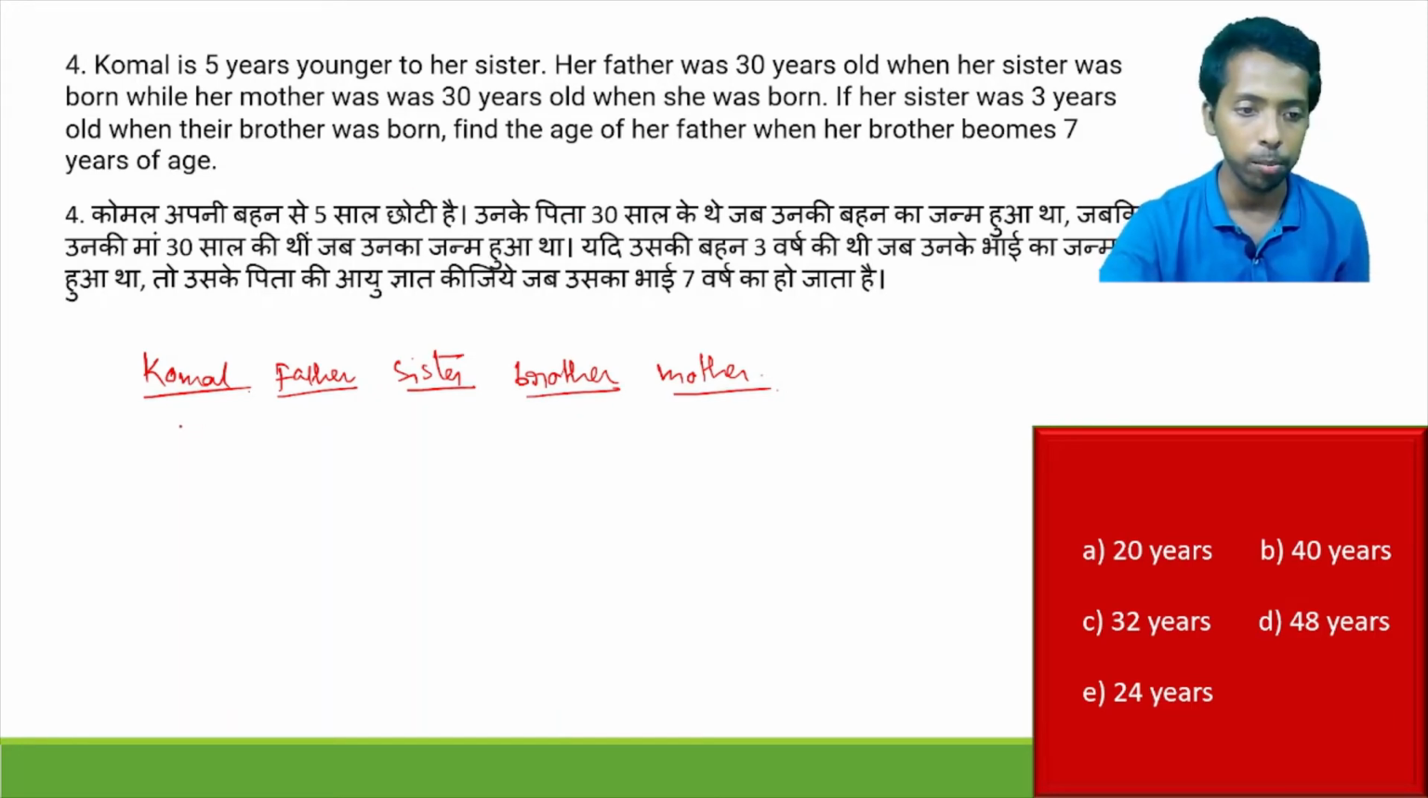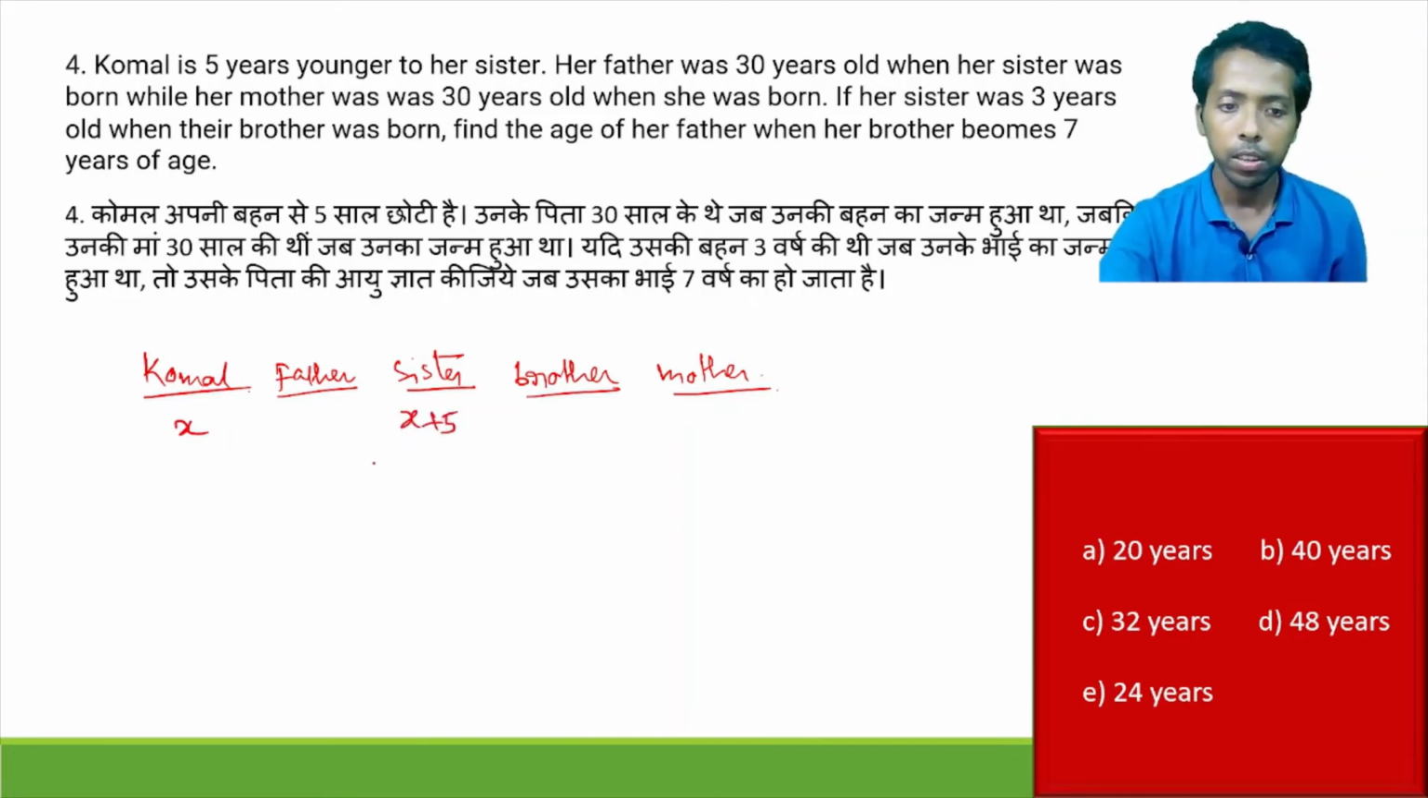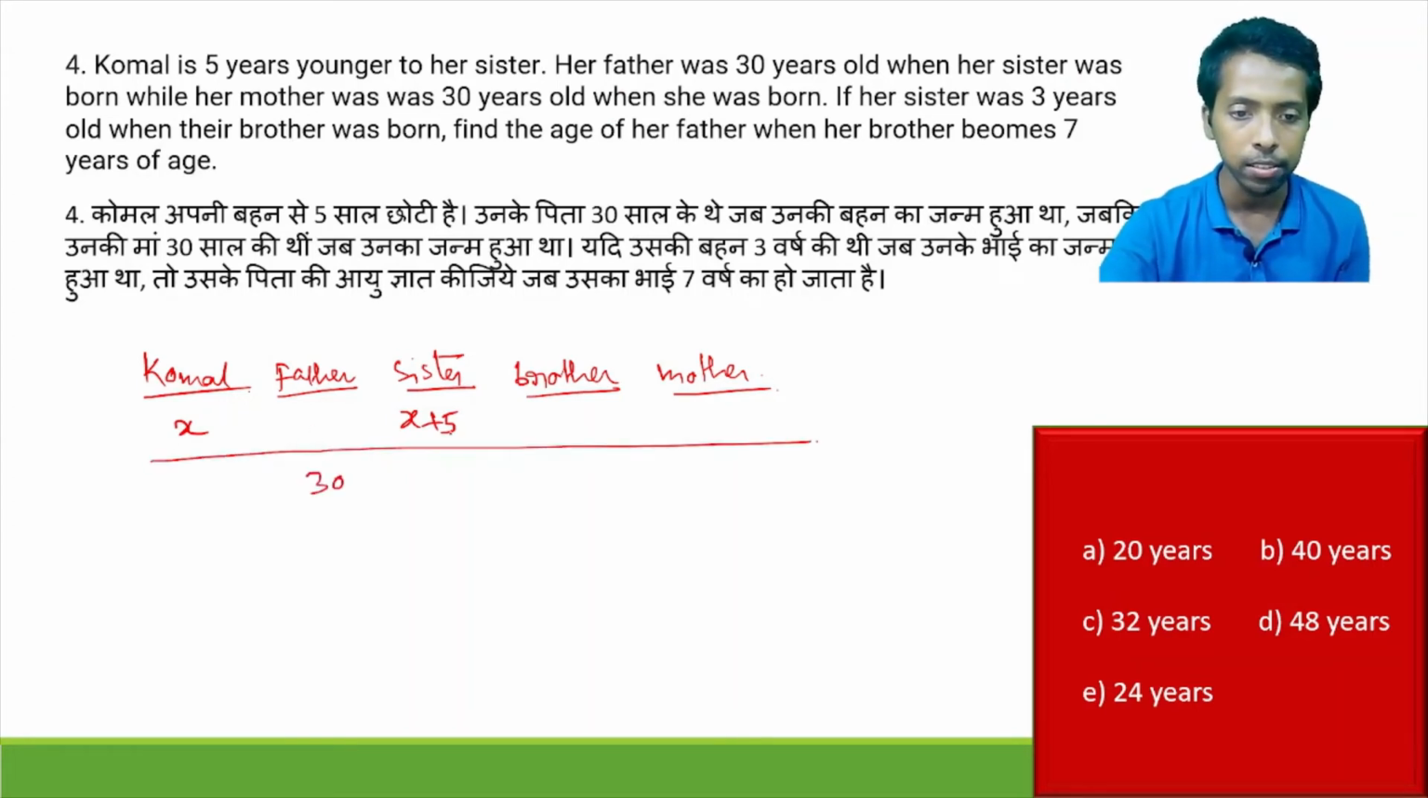Okay, so if Kamal is X, sister is X plus 5. Just note it down to have a better understanding here. And moving forward, her father is 30 years old when her sister was born. Okay, so father takes some different status here. That is, father is 30 years when sister is born, right? While her mother was 30 years when she was born. That means it's talking about Kamal.